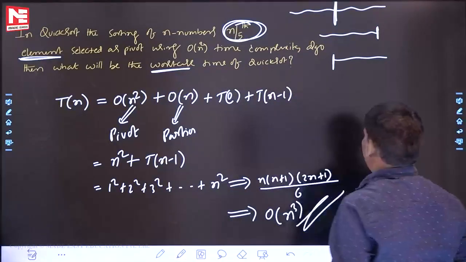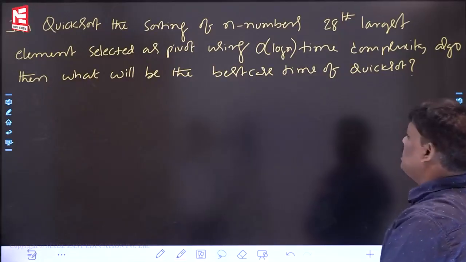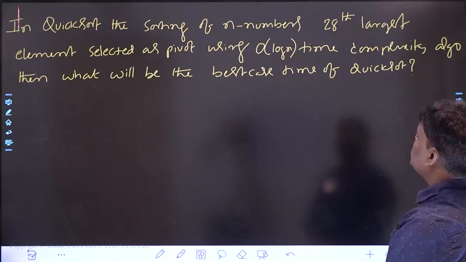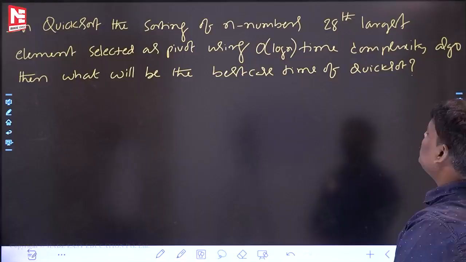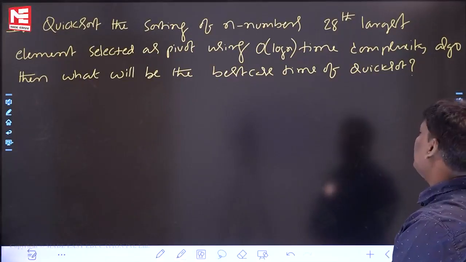This is the answer. Yeah, let's see another problem of quicksort, which was given in one of the previous papers. See this: in quicksort, for sorting n numbers, the 28th largest element is selected as a pivot using order of log n time. How they did it? Really, I don't know.